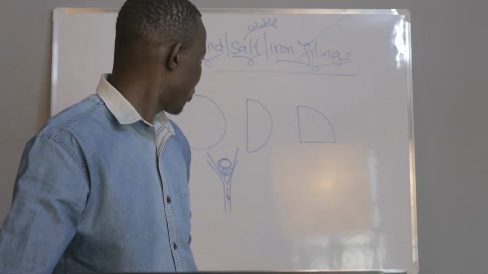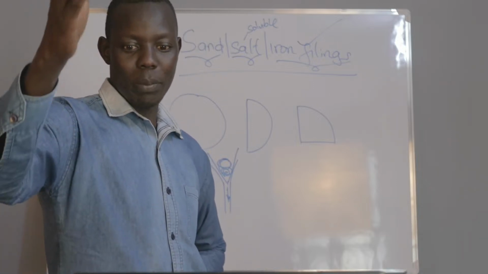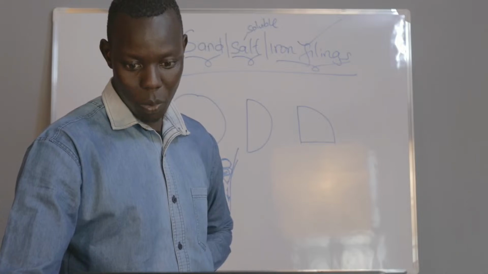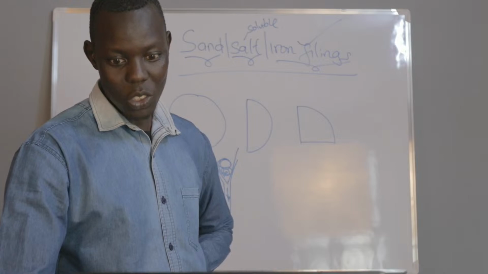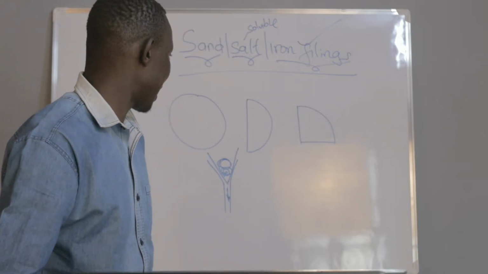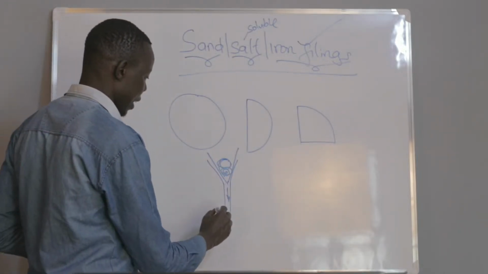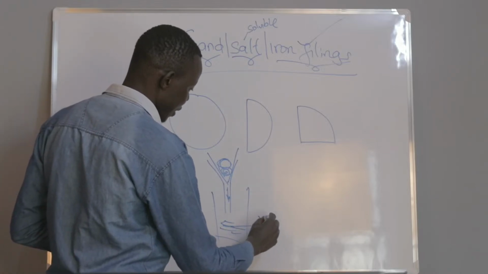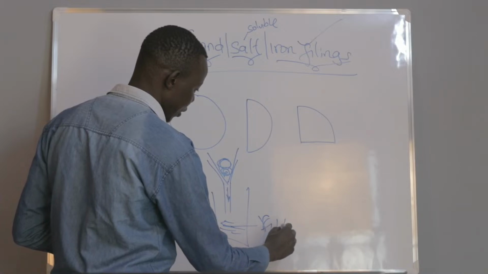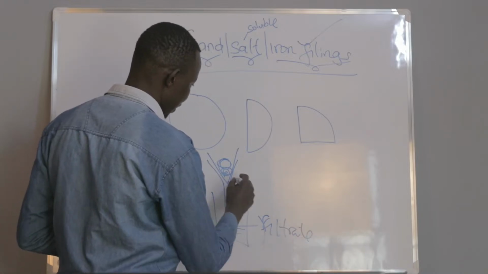I have a very simple question. What do you call what remains? That is from Heidi. It's known as the residue. This is the filtrate, and this is the residue.